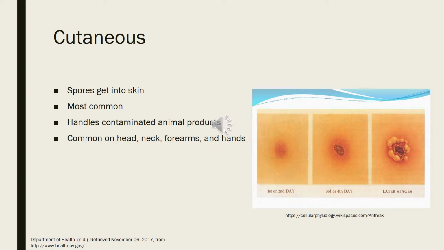It's usually common on the head, neck, forearms, hands, just stuff you use every day, like your hands. You have little cuts on your hands you might not even notice, so those spores can actually get into it. So if you look at the diagram over on the right, it's going to show what it would look like if you did get it through your skin.